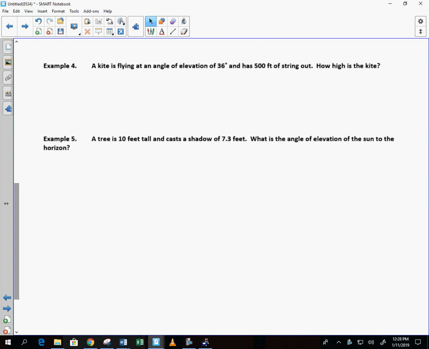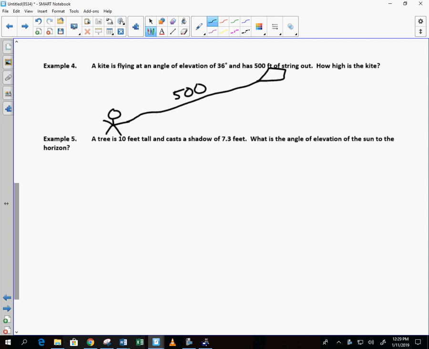All right. A kite's flying at an angle of elevation of 36 degrees and has 500 feet of string out. So we've got a stick figure here. They've got this string, and a kite at the end. We've got Ben Franklin out here flying the kite in the thunderstorm with a key on the end, zapped by lightning. The question is, how high is that kite off the ground if the angle that it makes with the ground is 36 degrees? Does anybody here have a thought for me?